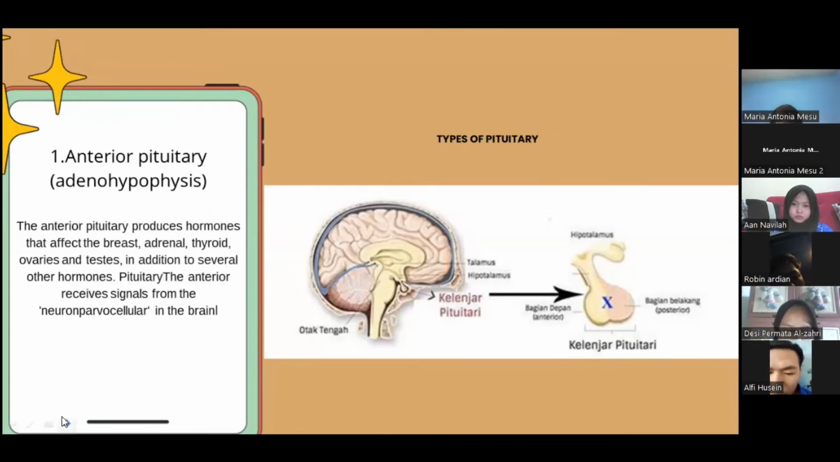Anterior pituitary, adenohypophysis. The anterior pituitary produces hormones that affect the breast, adrenal, thyroid, ovaries, and testes. In addition to several other hormones, the anterior pituitary receives signals from the hypothalamus in the brain.